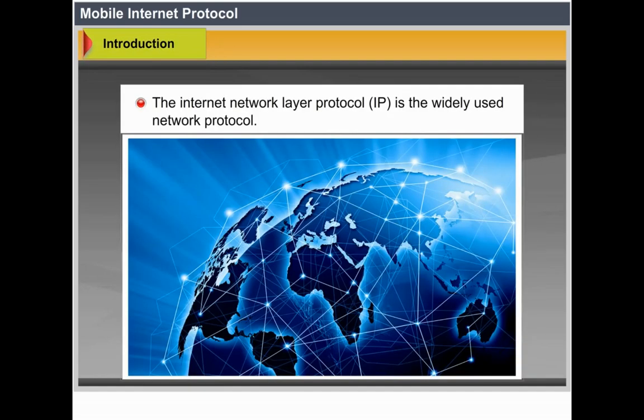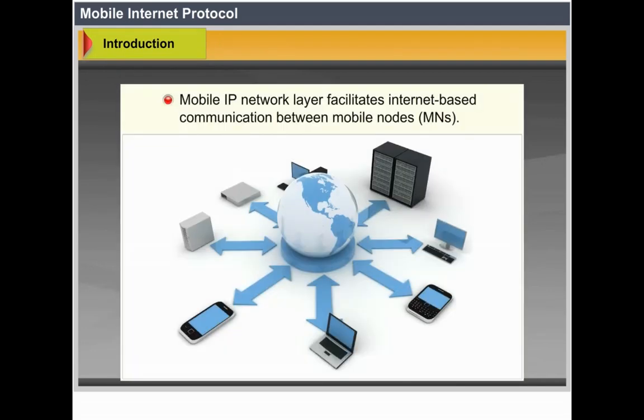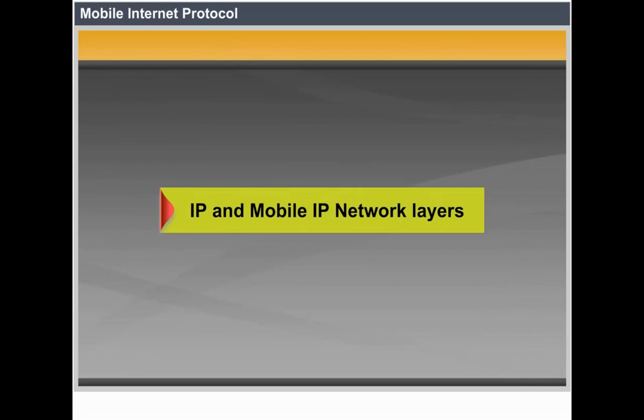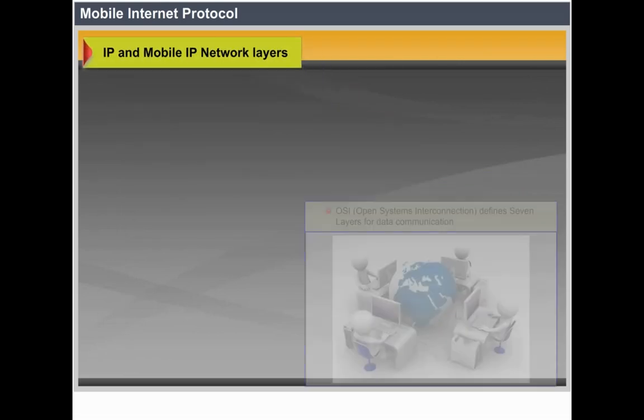Mobile Internet Protocol. Introduction. The Internet network layer protocol, IP, is the widely used network protocol today. The Mobile IP network layer facilitates internet-based communication between mobile nodes, MNs. IP and Mobile IP network layers.